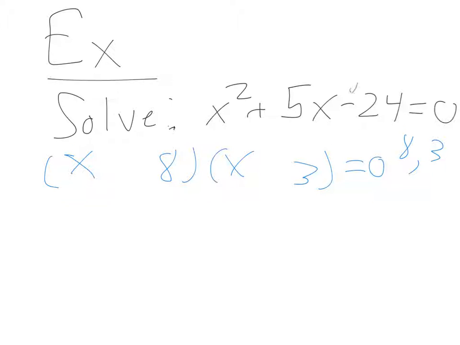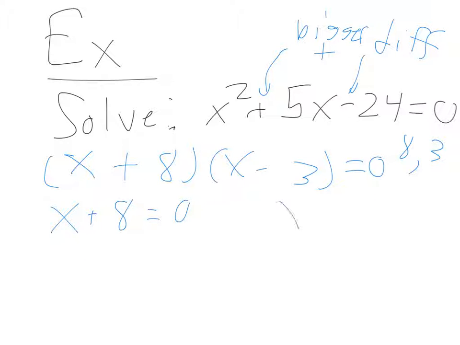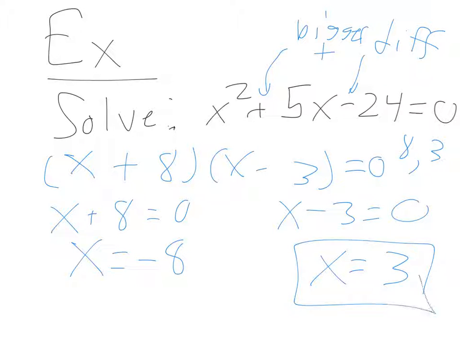And now, since the second sign is minus, that means they're different signs. And since the first sign is addition, that means the bigger number has the addition sign. So it's x plus 8 and x minus 3. So you take them and set them equal to 0. And x is equal to negative 8, and x is equal to positive 3.